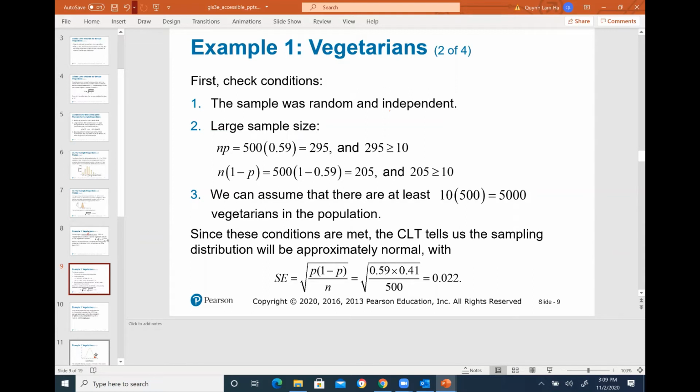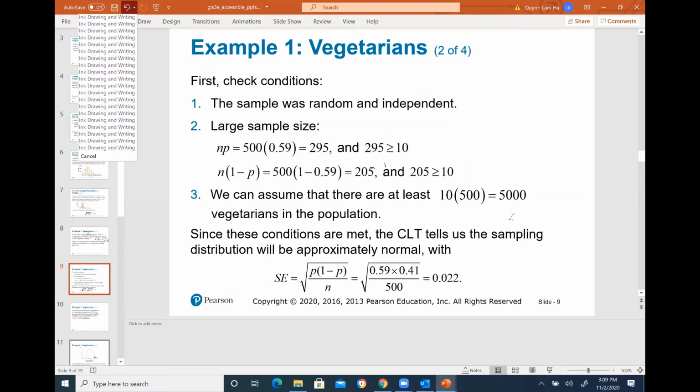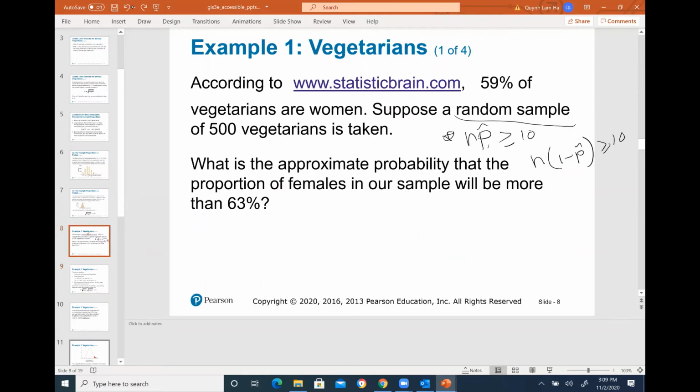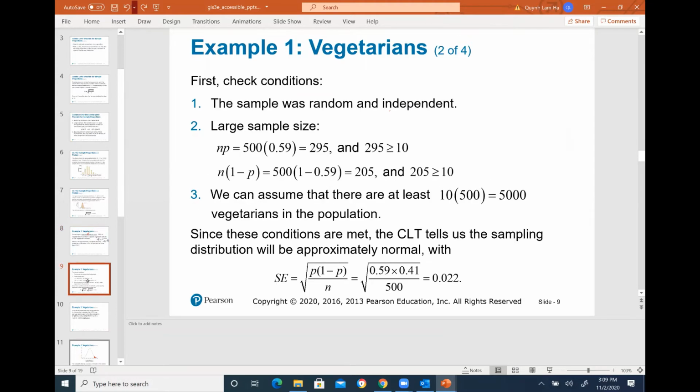For the third, we can assume that there are at least, we take 10 times 500, at least 5,000 in the population. And then that satisfies all the conditions. And remember, for this type, if the second and third condition is not met, then you don't have to do further action. Okay, I tried to erase that, but I assume I cannot.